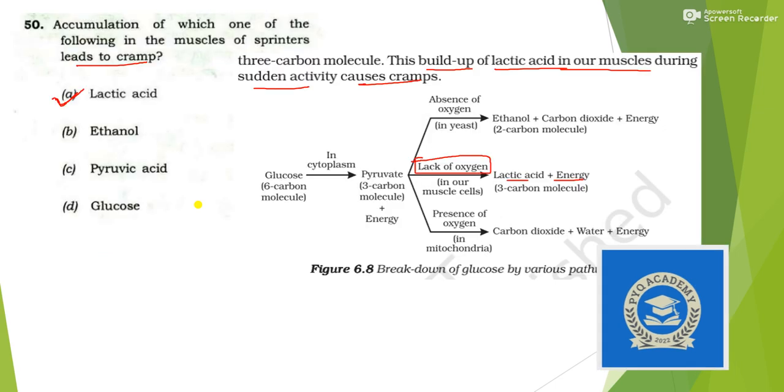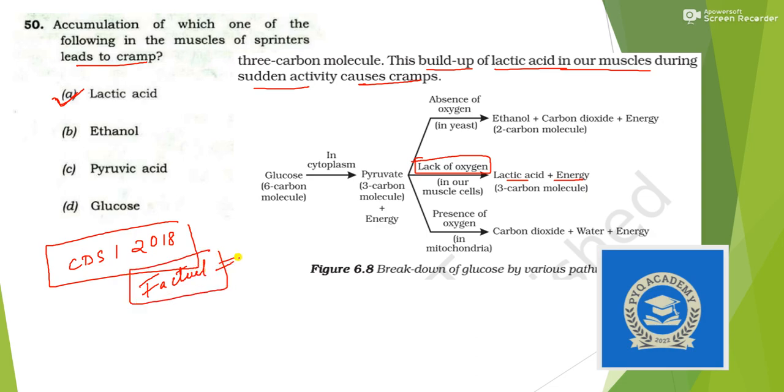So today we are done with the science questions of CDS 1 2018. In this paper you must have found a number of factual questions, but these are not tough questions. These are easy questions which can be remembered easily. Various questions of this paper have been asked in many other examinations, so the questions from this set are very useful. Either you know or don't know, but remember all the answers.